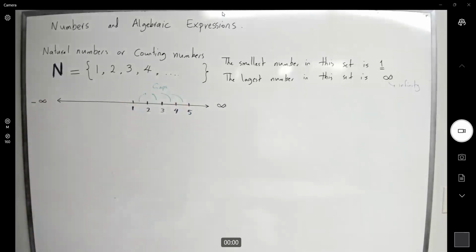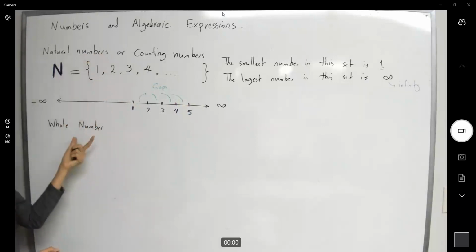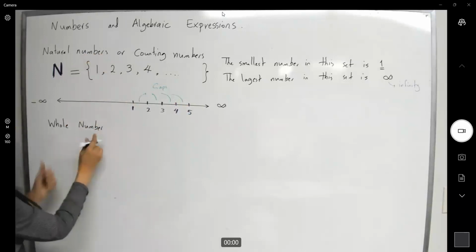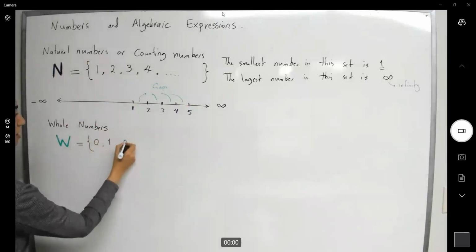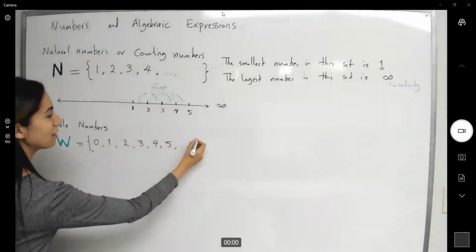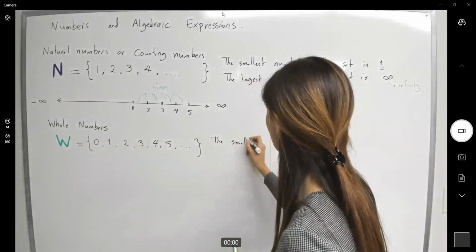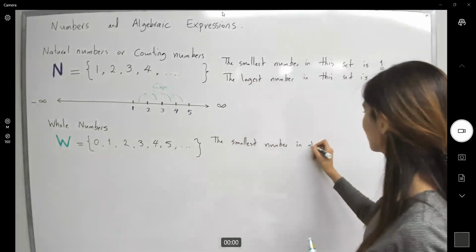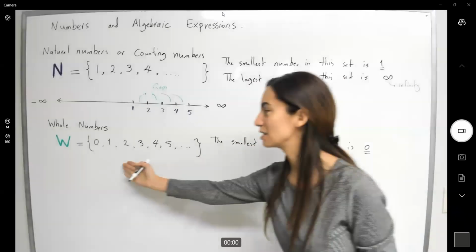Very well. The next number set is whole numbers. As you can see, natural numbers do not have a zero. By adding zero, we define a new set that we call the whole number set. It's denoted by W. It starts from 0 and goes to the largest number: 0, 1, 2, 3, 4, 5, and the rest of the numbers. So the smallest number in this set is 0. The largest number in this set is positive infinity again, because these numbers continue to infinity.